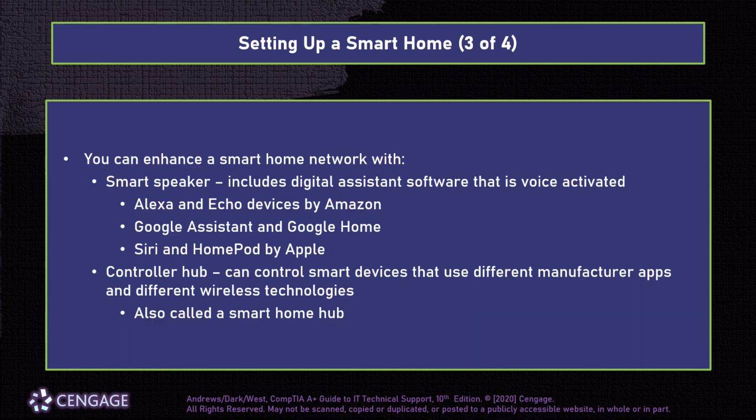You can also enhance our smart home network with, as we talked about before, things like Alexa or the Amazon Echo or Echo Dot. Google Assistant and Google Home also work, and then Siri and the HomePod by Apple. So these digital assistants that we talked about very early on are also usable with a smart speaker. These controller hubs, like the HomePod, allow us to control smart devices that use different manufacturer apps and different wireless technologies. You'll often hear about Amazon Alexas having what are called skills. These skills are predefined tasks that are triggered by a particular phrase or a particular app interaction.